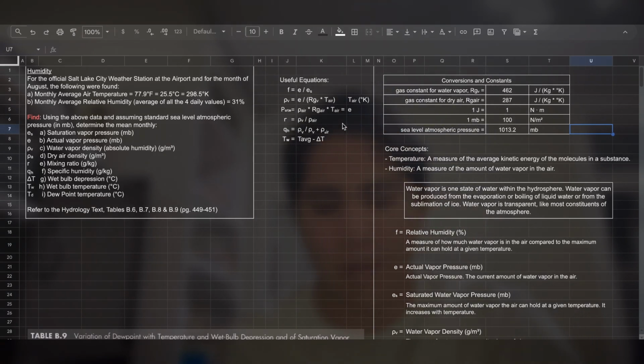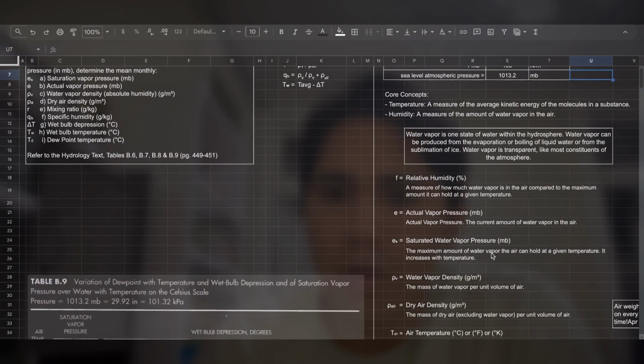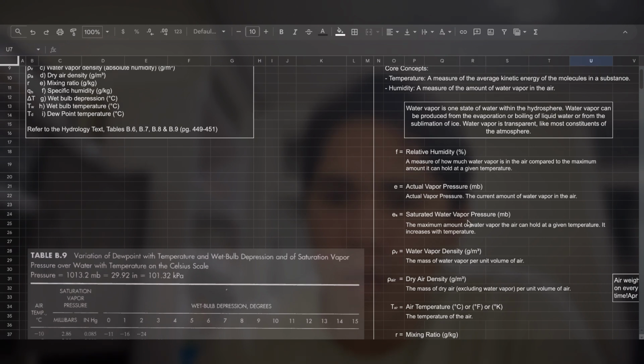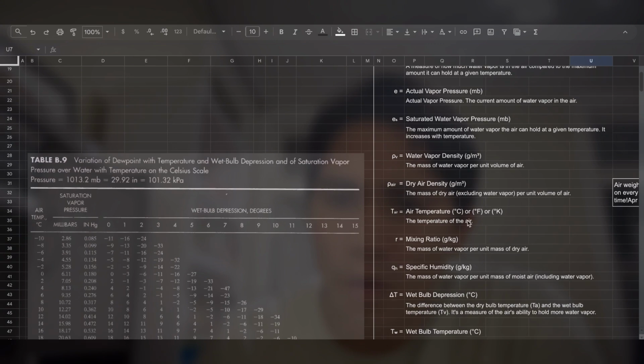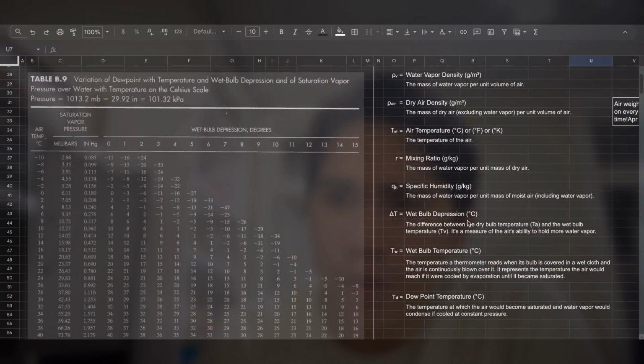We're going to learn in this video about humidity. And for that, we have a lot of new terms. I have all the definitions of these terms in here. You can take a screenshot of it if you want. You can look at it. We're going to go over them throughout this video.